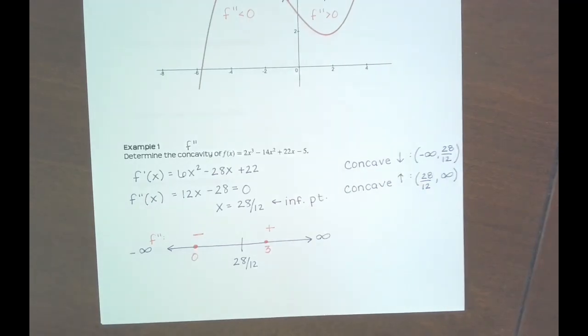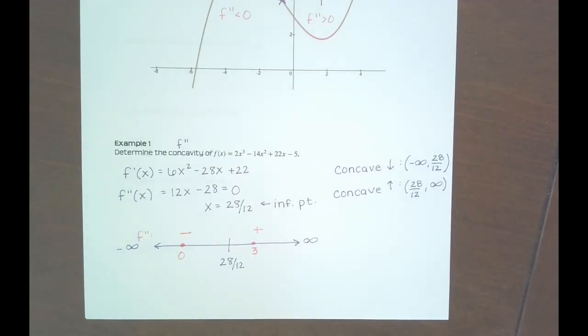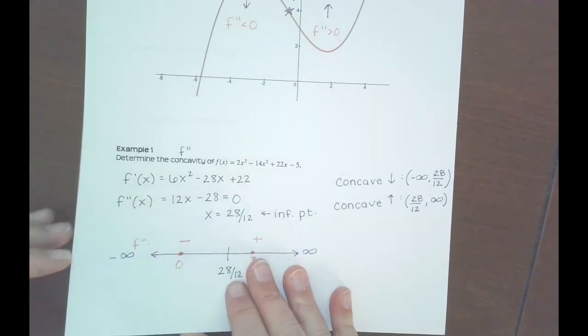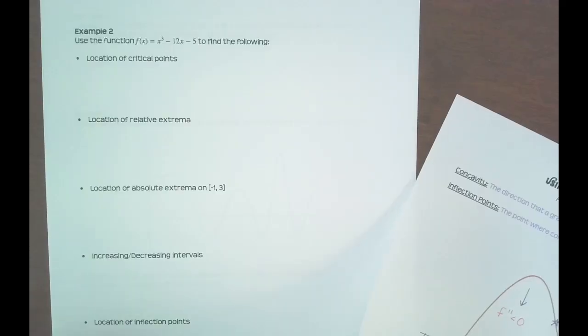So it works just like increasing, decreasing, except it's telling you something different about the graph, right? It's telling you the curvature of the graph, which tells you how quickly your derivative is changing. Okay, the second example is actually a really good one to kind of pull everything together. So I actually think I'm going to make a second video for that, just covering this example, because it's a good example of everything.